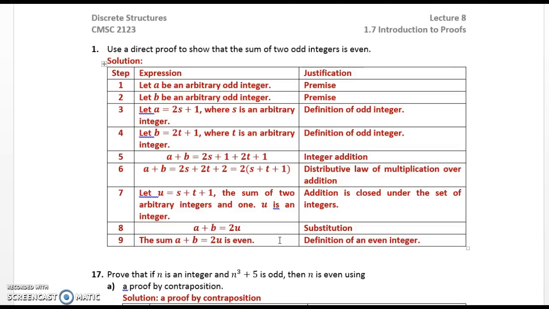And then we use the distributive law of multiplication over addition to find that a plus b is equal to 2 times the quantity s plus t plus 1. And then we let u equal s plus t plus 1, the sum of integers, and u is an integer. And we find that a plus b is equal to 2u by substitution, and the sum a plus b is even by the definition of an even integer.